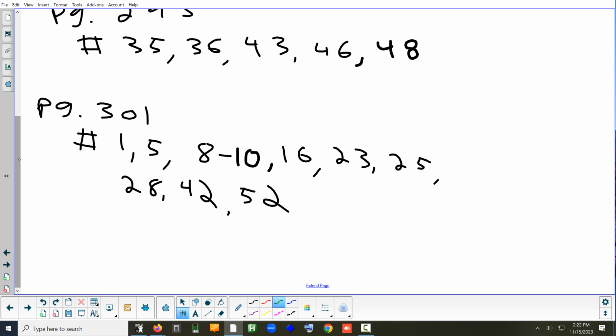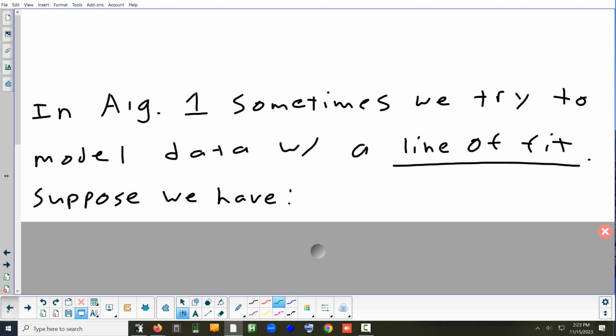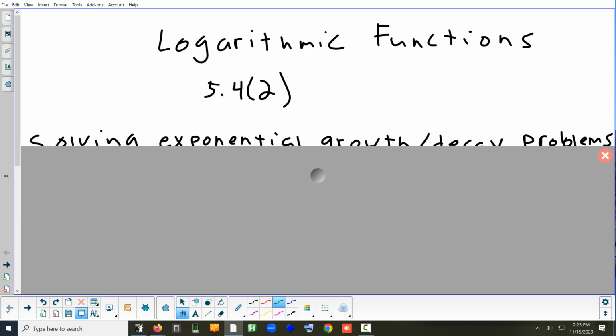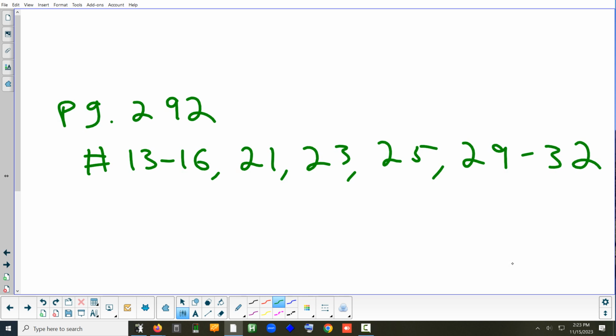So the only one you have to do for tonight is, I'll put it back on the board right now. All right. So that's the only homework you have for tonight. 5.5 we'll finish tomorrow, and we'll have our first test for term 2 on Friday.